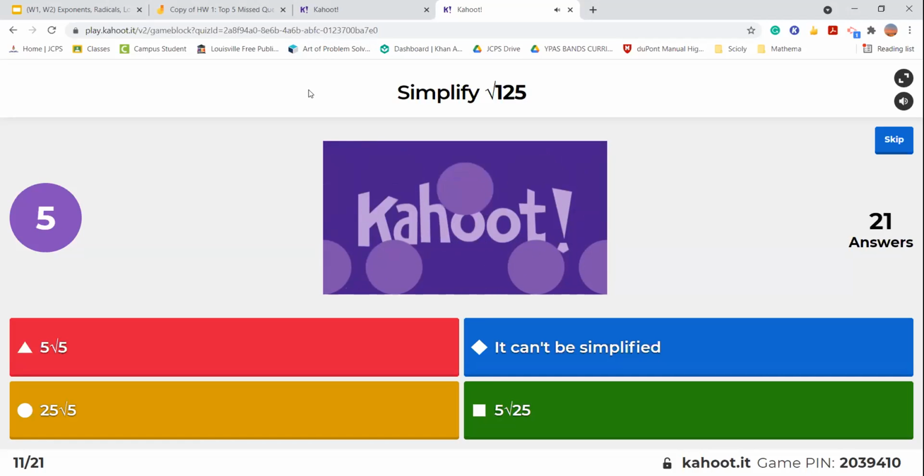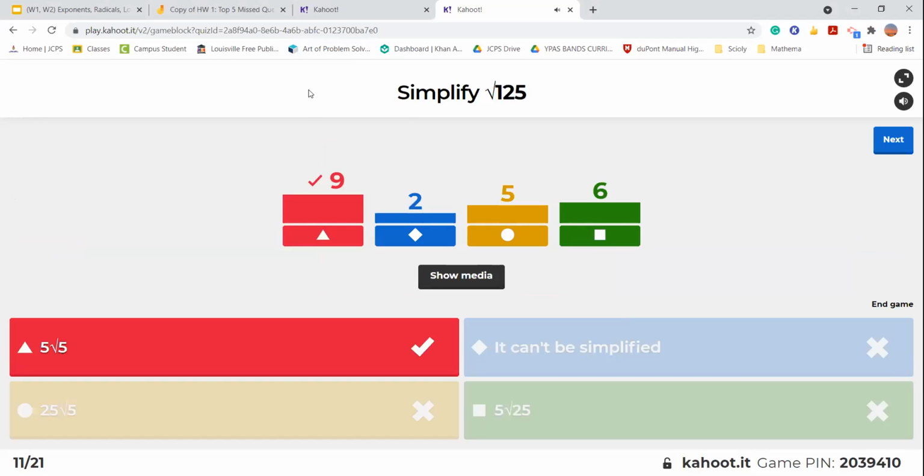Just saying, guys, it's red. Maybe a lot of people got it wrong. I feel like a lot of people might have gotten this one wrong. What? Oh, oof. It's actually red?